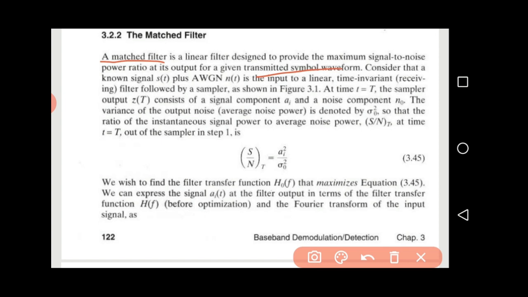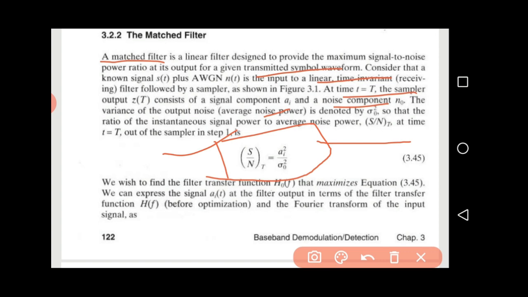Consider that a known signal x(t) plus AWGN n(t) is the input to a linear time invariant receiving filter followed by a sampler. At time t equal to T, the sampler output z(T) consists of a signal component a_i and a noise component n_0. The variance of the output noise is denoted by sigma_0 squared, so that the ratio of the instantaneous signal power to average noise power at time t equal to T out of the sampler in step 1 is given as (S/N)_T = a_i² / sigma_0².